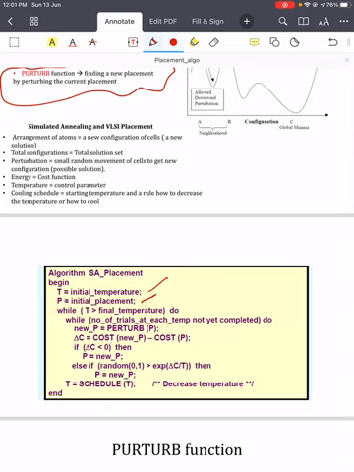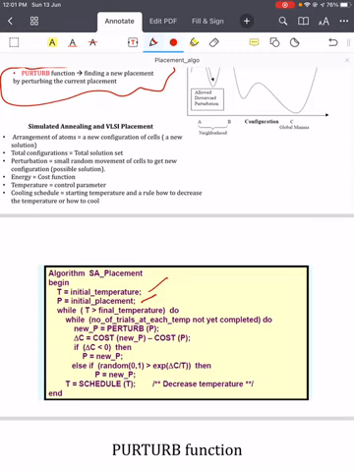And the second while loop will impose some kind of restriction on the number of trials. So we will impose some termination condition, usually the number of trials at each temperature. Based on that, we'll find a new placement solution by using the part of function. Then we calculate the cost function of the new placement solution, and also the cost function of the current solution or current placement.